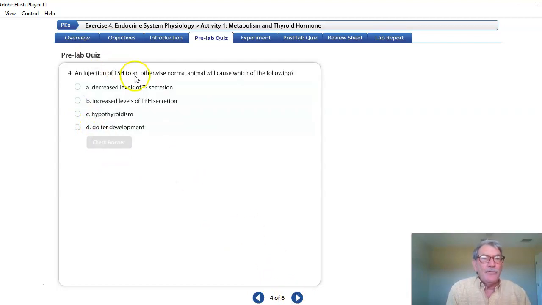An injection of TSH into an otherwise normal animal will cause what? What does TSH do? It stimulates the thyroid. So it's either going to make thyroid hormone go up or give you a goiter, make your thyroid grow too big. A decrease? No. Increase of TRH? No, that's in the hypothalamus. Hypothyroidism? No, that's backwards. It's going to make you more and more. Goiter? Yep.